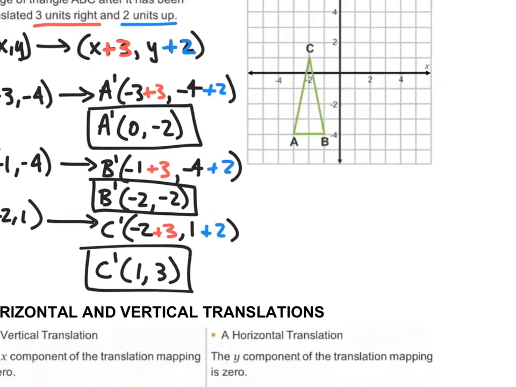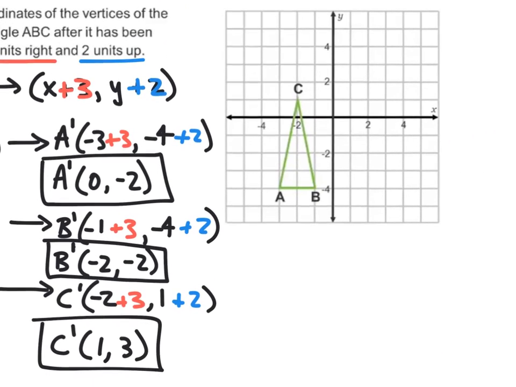Now let's plot those points on this graph. (0, -2) is point A prime. For B prime, -1 plus 3 should be a positive 2, so I made a mistake there. So positive 2, negative 2 is going to be this point here. This is B prime. And then C prime is the point (1, 3), which is going to be up here.